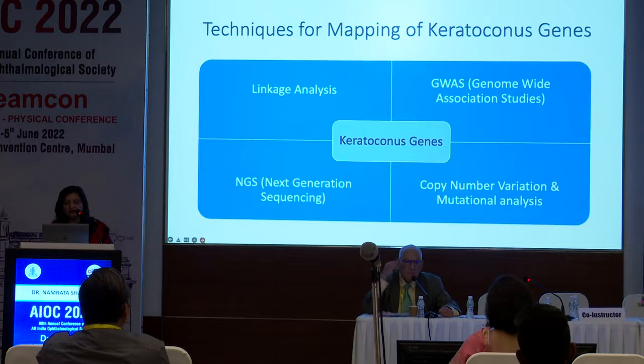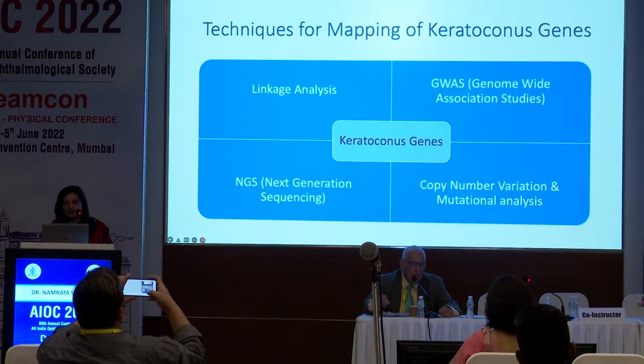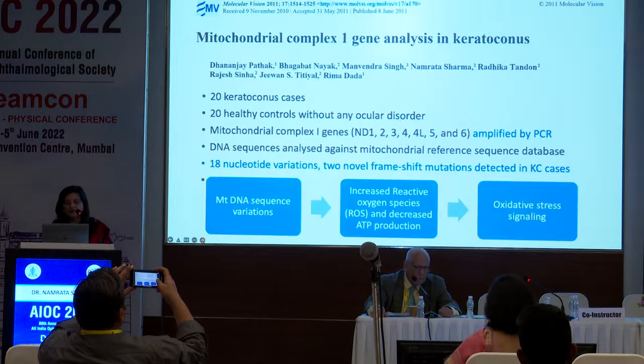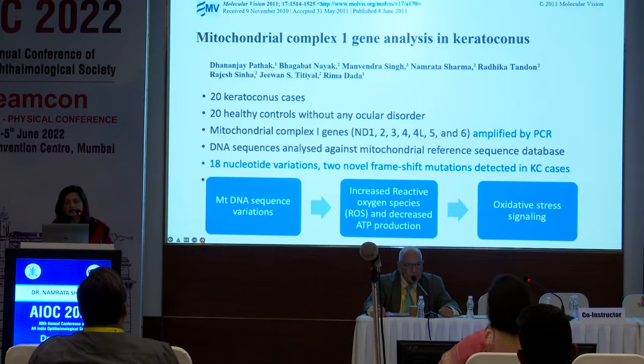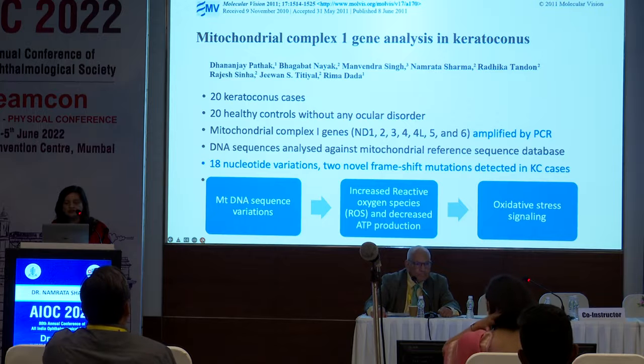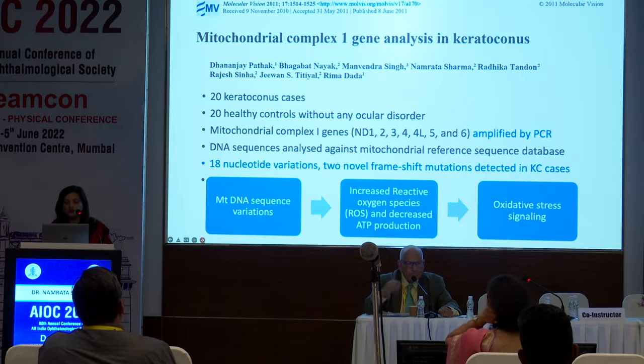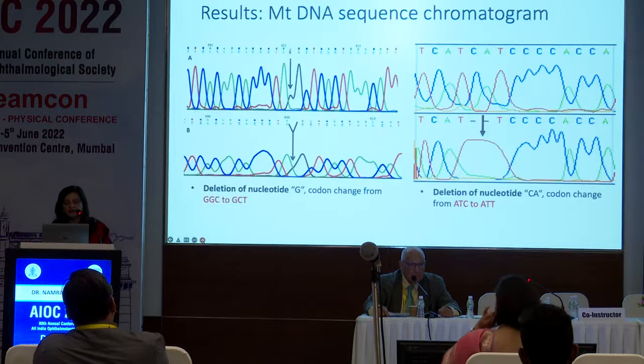There are various techniques for mapping these genes, which include the standard linkage analysis, GWAS, NGS or next generation sequencing, copy number variation, and mutational analysis. This is our study done at our center, mitochondrial complex 1 gene analysis in cases of keratoconus. It showed 18 nucleotide variations, and 2 novel frame shift mutations were detected in this cohort of 20 keratoconus cases when compared with 20 healthy eyes.